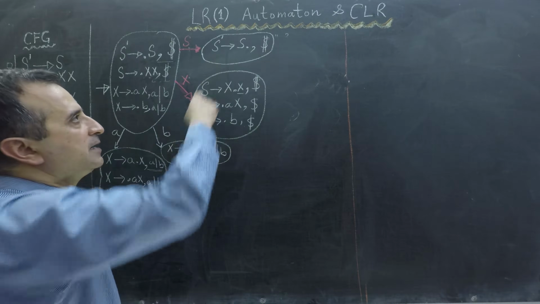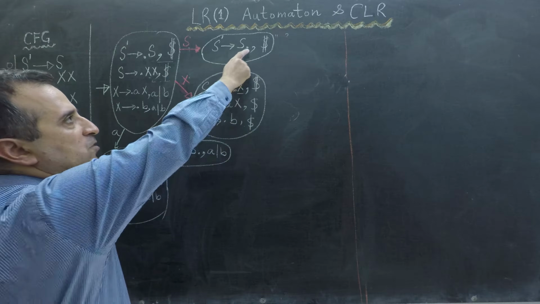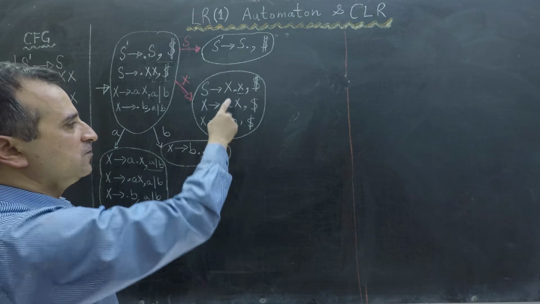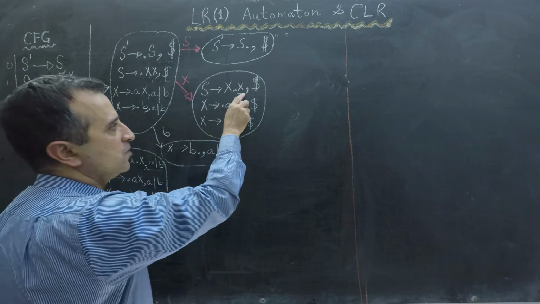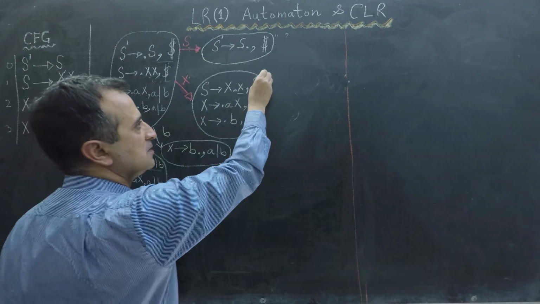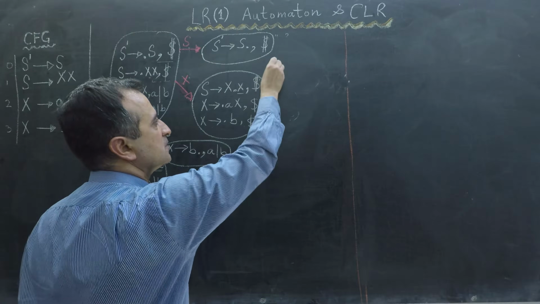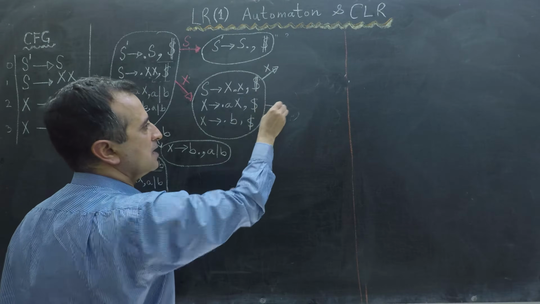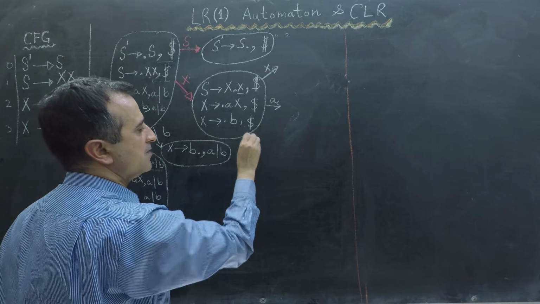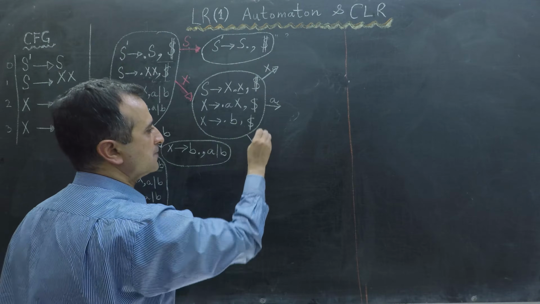From here I can't create any more state because my dot is at the end of projection. From here I can create more states. So one state is that I move the dot to the right of X. So I will create a transition on X. Here I will create a transition on A, and here I will create a transition on B.